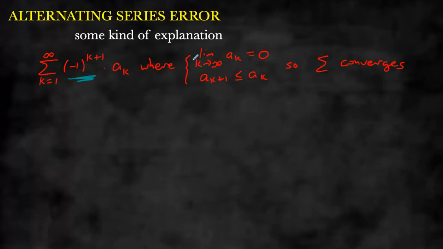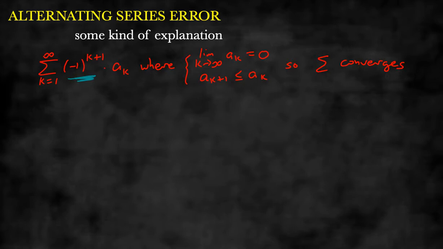We also know, for this example, that the limit as k approaches infinity of a sub k is 0. So if you looked at the terms themselves, they are shrinking to 0. We also know that each next term, the k plus 1th term, is less than or equal to the previous term. These are the two conditions that cause an alternating series to converge. So I just know that we're working with a convergent series here.